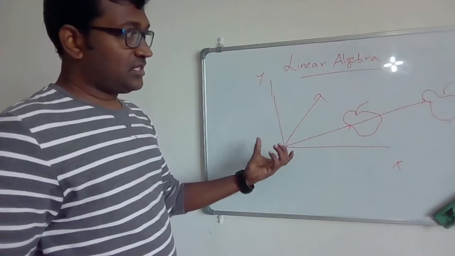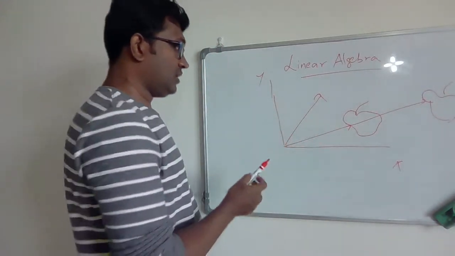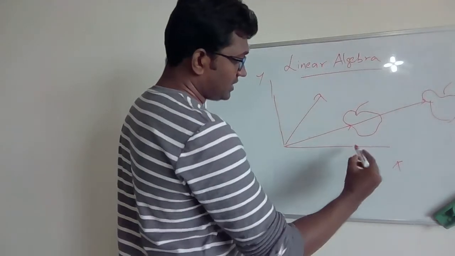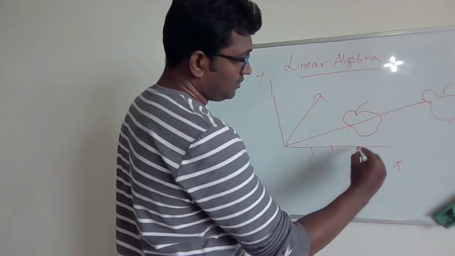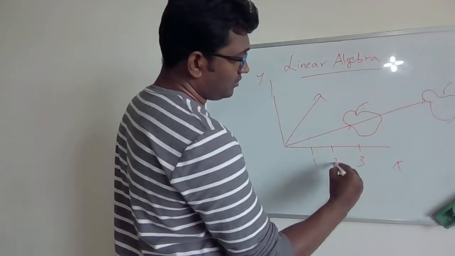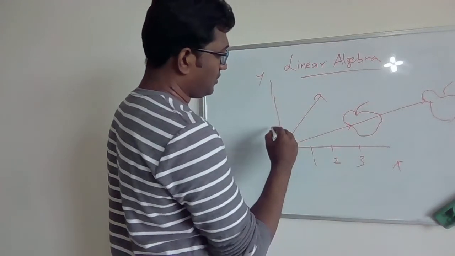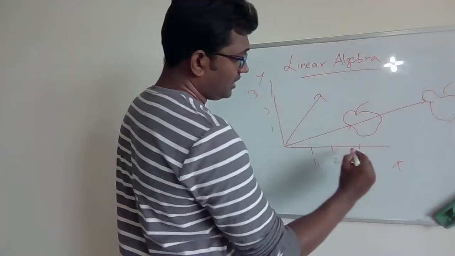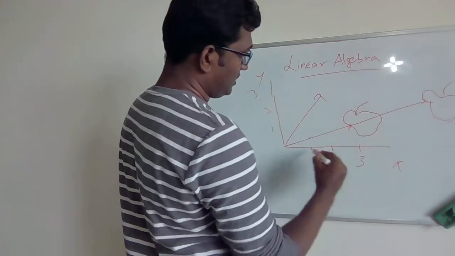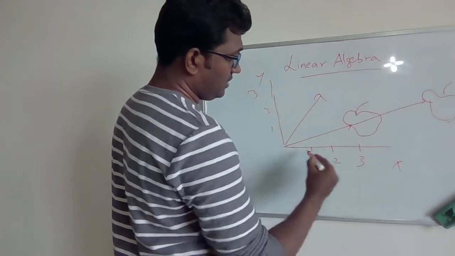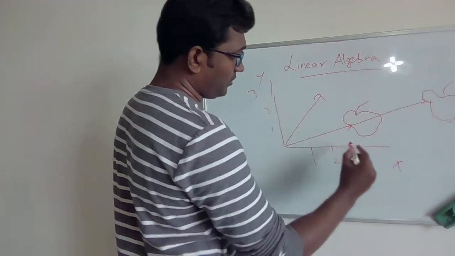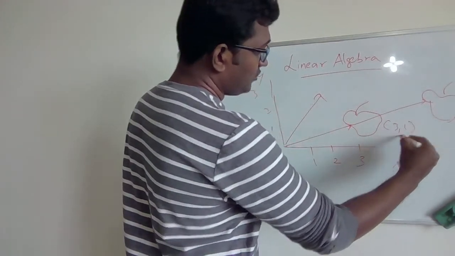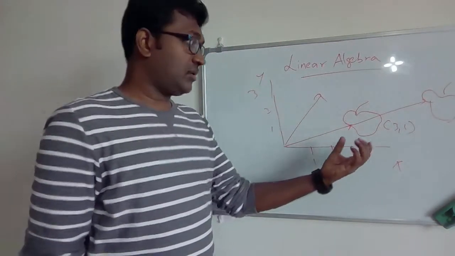So a vector is just a representation of a point in a plane. Let's say this is an x-axis, with 1, 2, 3, and this is the y-axis, with 1, 2, 3. At this point the apple is positioned at 3 units on the x-axis and 1 unit on the y-axis, so it's (3, 1). Anything which has a direction is called a vector.